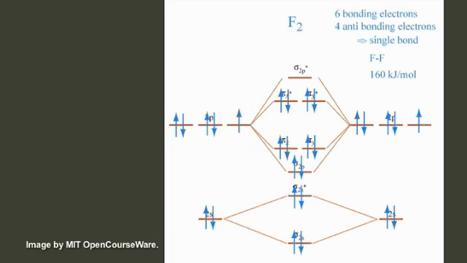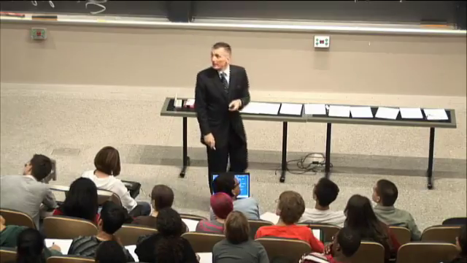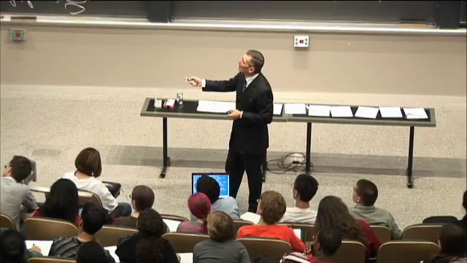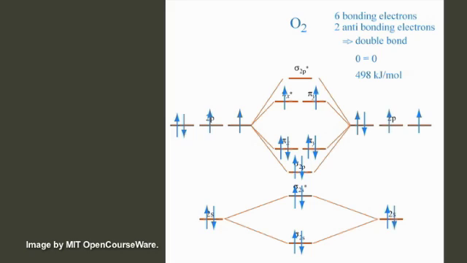Okay? And then here's for fluorine. If you go to fluorine, it's the same scaffolding, only there's 2 more electrons. These are paired, and you have a single bond, 160 kilojoules per mole. Now, there's a property that we get from the fact that we have these unpaired electrons. I'm going back to oxygen now. We have unpaired electrons in the anti-bonding orbitals.